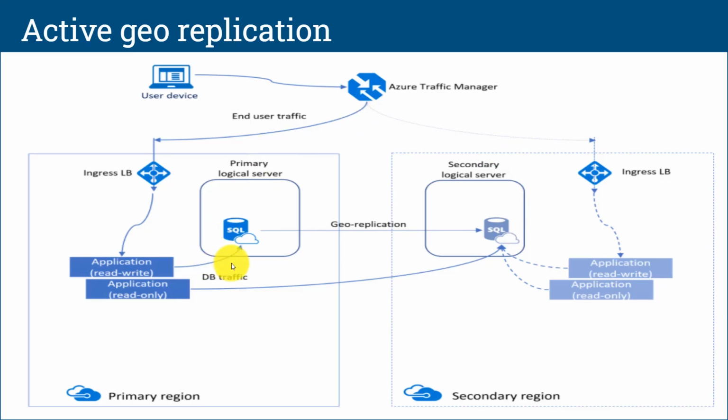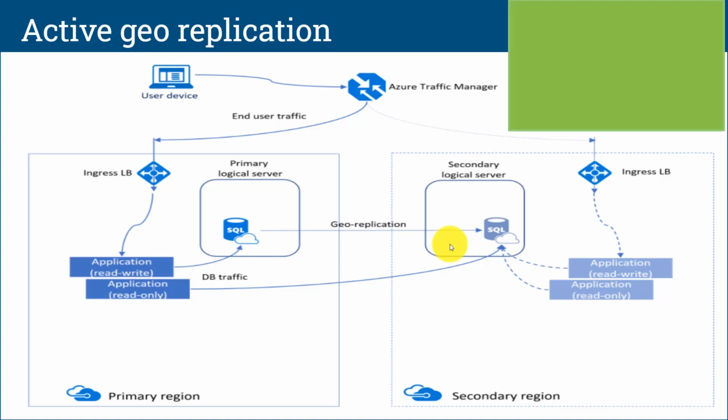In active geo-replication, the data transfer from primary to secondary is asynchronous. It means that the data is committed on the primary server first before being sent to the secondary server. Active geo-replication works like this: if any request comes in through the load balancer, and the query is read-write intensive, then you send it to the primary server, and if it is read-only, then it goes to the secondary server. So now I hope you have some idea about active geo-replication.